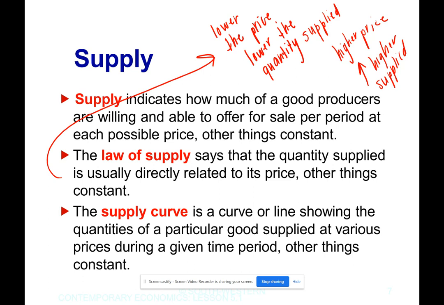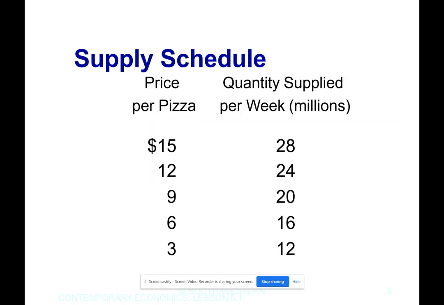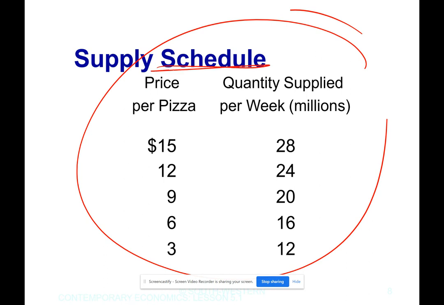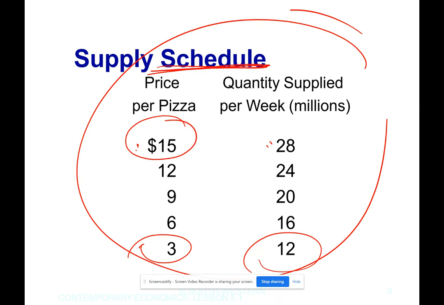And if there's a higher price, we might see that there is more of a product supplied. Right? Let's look here. This is the supply schedule. As you notice, the higher the price, the higher the amount supplied. Down here, if pizza's $3, we're only going to supply 12 million per week. However, if pizza costs $15 per pie, we want to make more money. Producers want to make more money, so they're going to make more of that product.